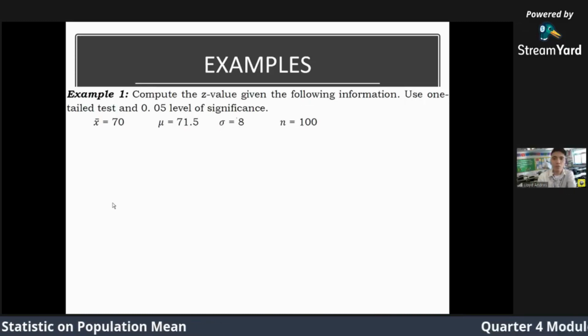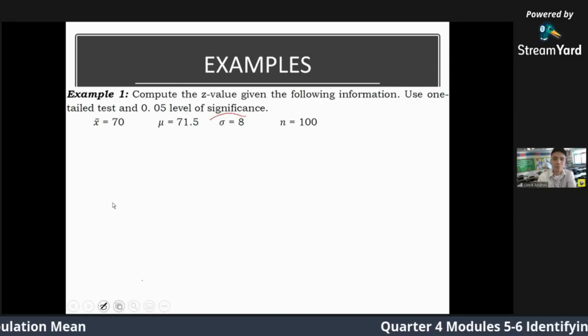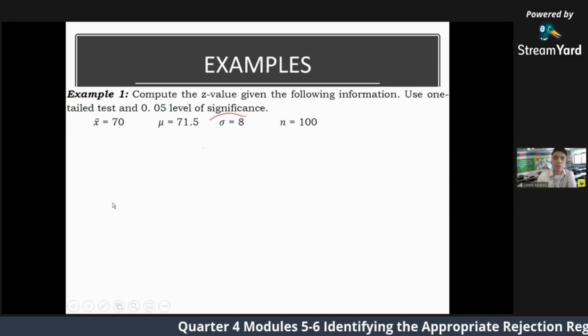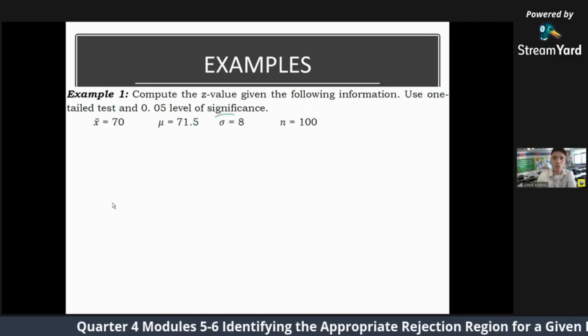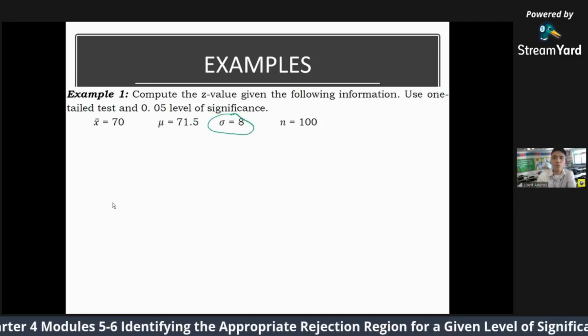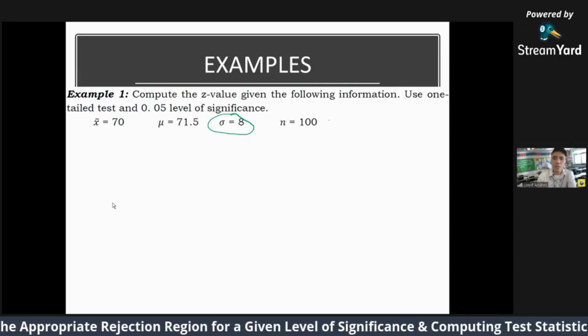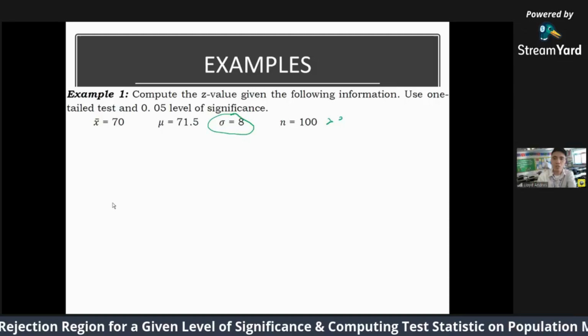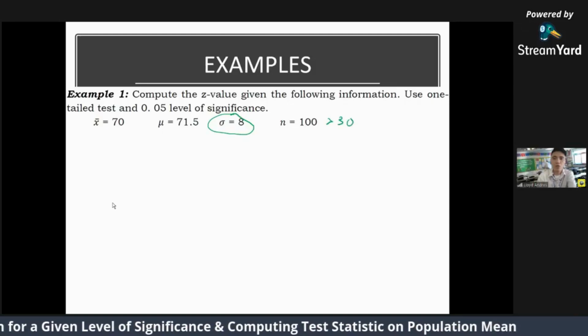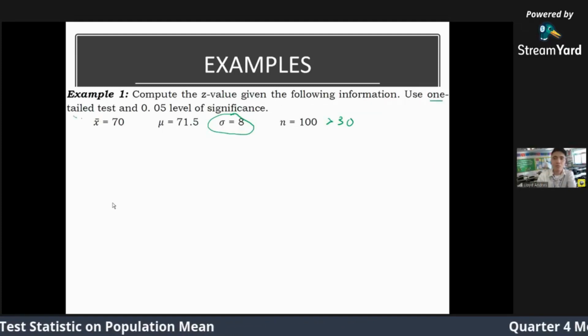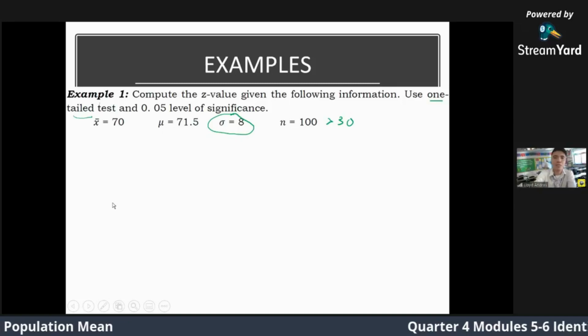So based from the given, known ang population standard deviation and ang N is greater than 30. So therefore, mag Z-test ta. And Z-test nga one-tailed test.